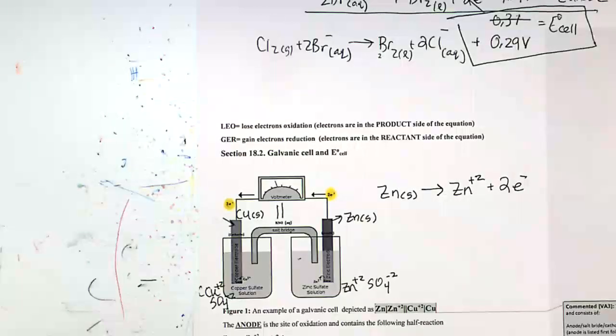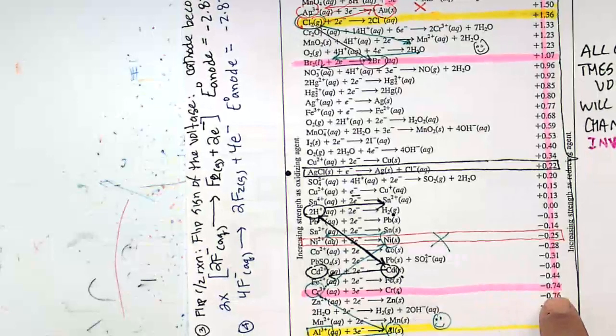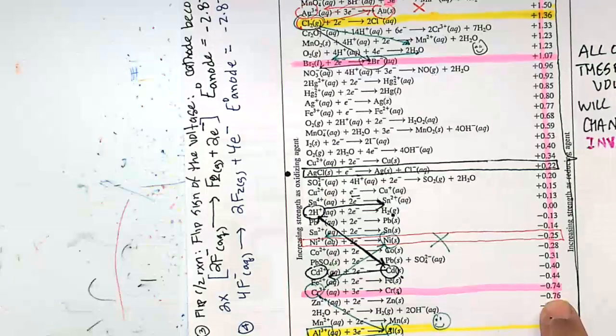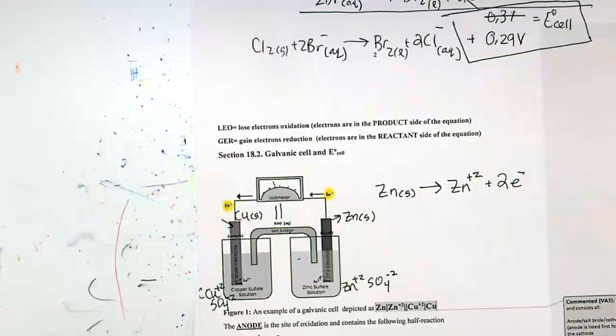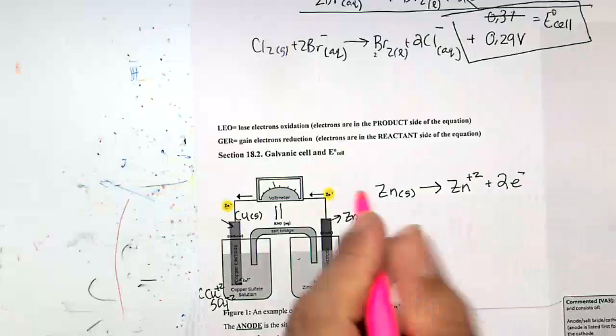Okay, what's the voltage associated with that? It's 2 electrons coming out, so it's not negative 0.76. It's going to be positive 0.76. Positive. Okay. Look at the diagram. 2 electrons are coming out of the zinc.